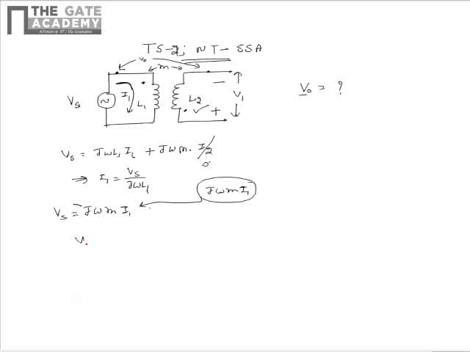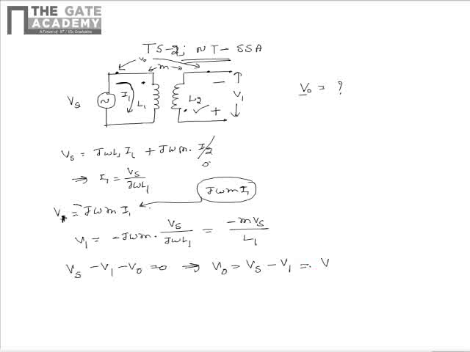So from this we can write that V1 is equal to minus j omega M multiplied by Vs divided by j omega L1. This is equal to minus M Vs divided by L1. By applying KVL, we can write that Vs minus V1 minus VO is equal to 0. That implies VO is equal to Vs minus V1. So upon substitution, this can be simplified as Vs multiplied by 1 plus M divided by L1.